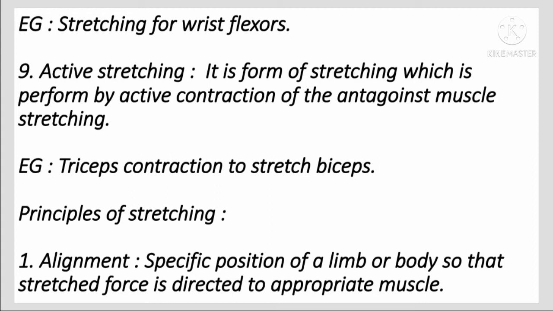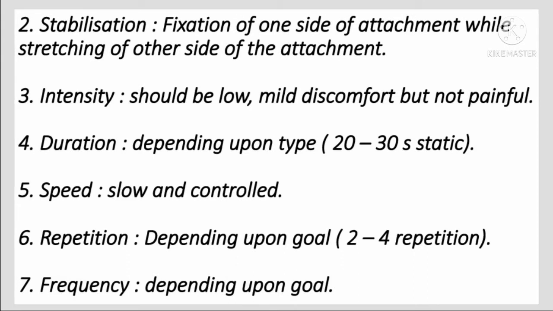Principles of stretching. Alignment. Specific position of a limb or body so that stretch force is directed to the appropriate muscle. Stabilization. Fixation of one side of the attachment while stretching the other side of the attachment. Intensity should be low, mild discomfort but not pain. Duration. Depending upon type, 20 to 30 seconds for static. Speed, slow and controlled. Repetition, depending upon goal, 2 to 4 repetitions.